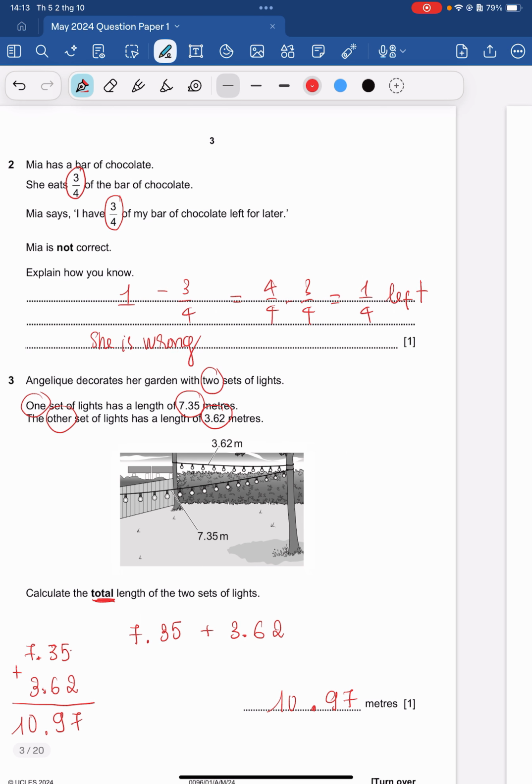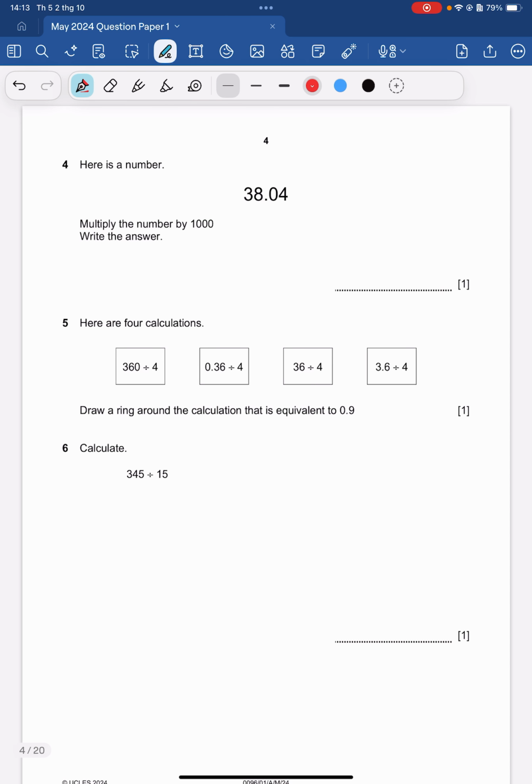Do next. Number 4 has the number 38.04. Multiply the number by 1,000 and write the answer. Okay, times 1,000. 1,000 has 3 zeros, so we move the decimal point to the right 3 digits, right? 1, 2, 3. So the answer should be 38040 point. But the point at the end we can cancel.